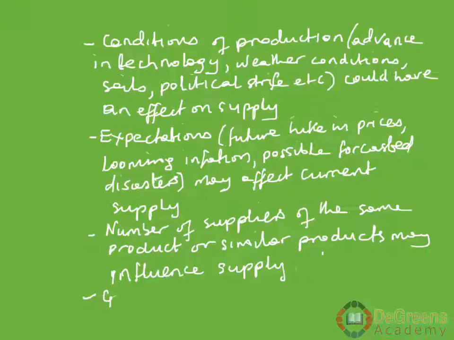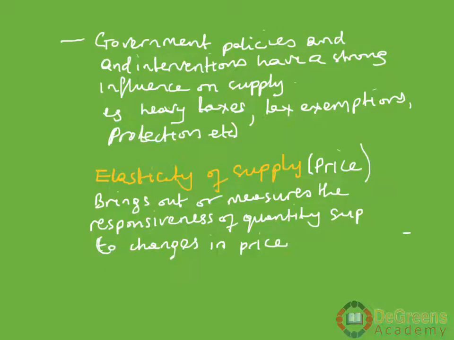Then another thing that affects supply too is the number of suppliers of the same product or similar products. So we are producing palm oil, and suddenly we find about 2 or 3 other people coming into palm oil production. We have to compete with them. It raises competition, so we may have to adjust our supply in order to cope. So these are all aspects that affect supply.